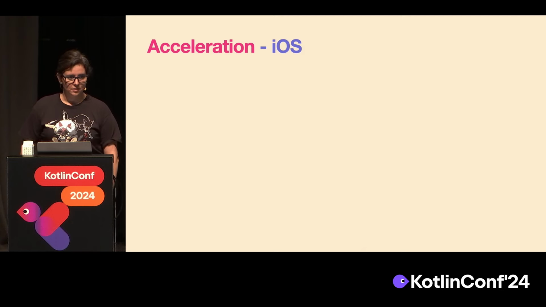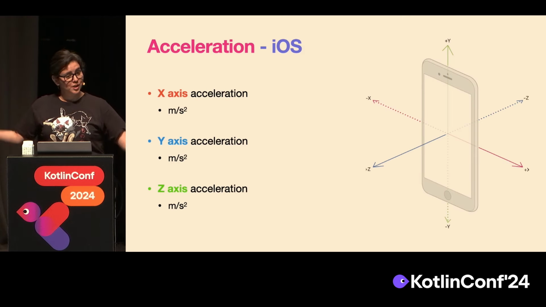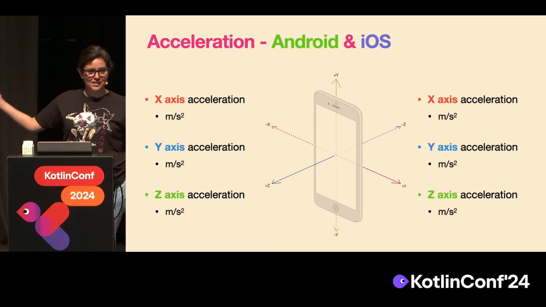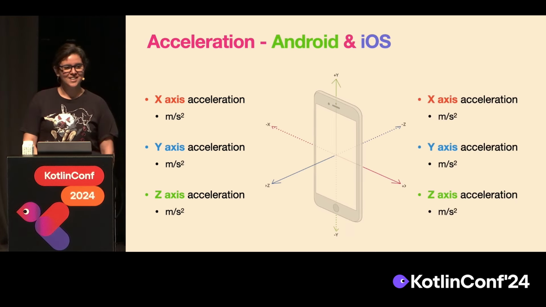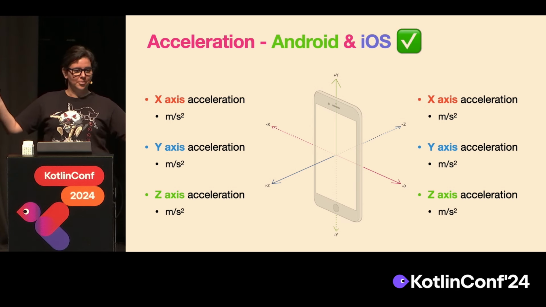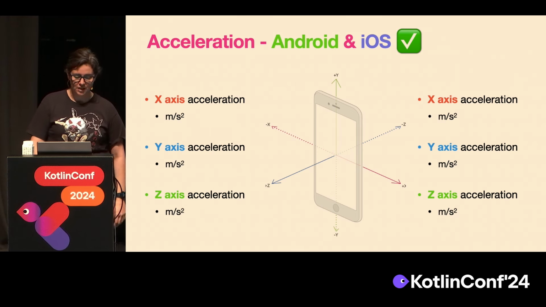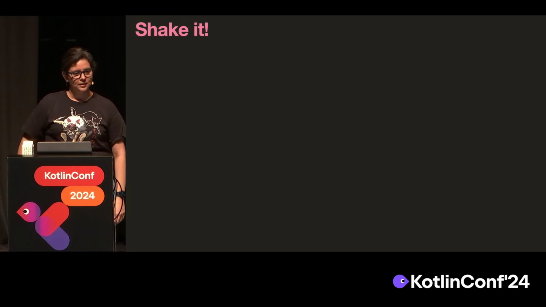Let's move into iOS. If you check the documentation, you're going to find that they're actually exactly the same. So for once, there's nothing that we need to do in order to consume this acceleration. We're good to go. We can use our usual register listener inside our multi-platform sensor manager. So let's see some code.